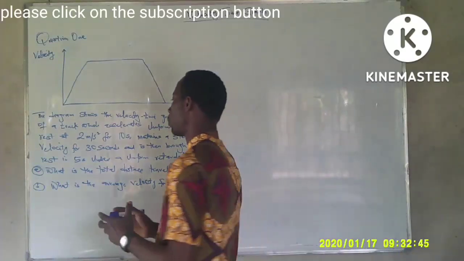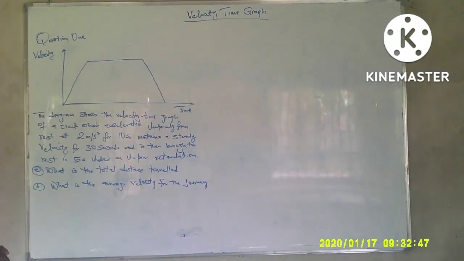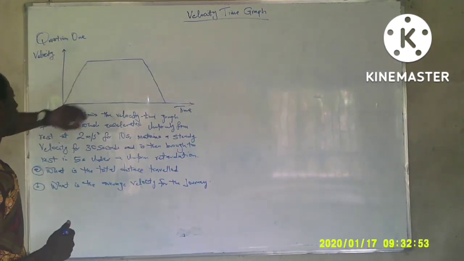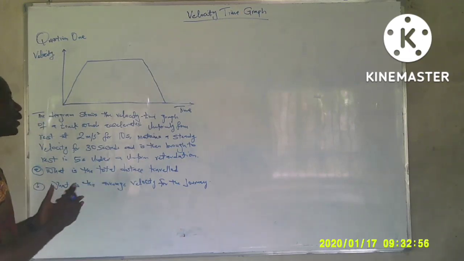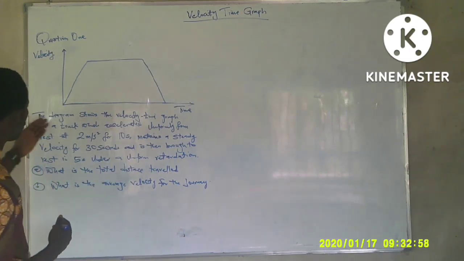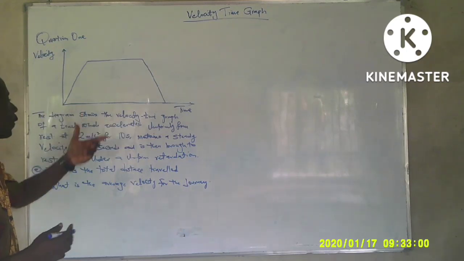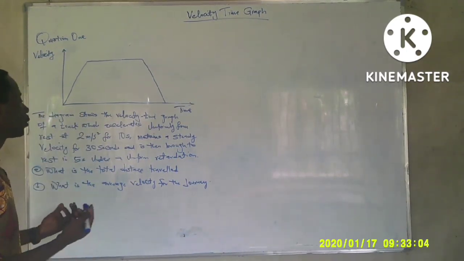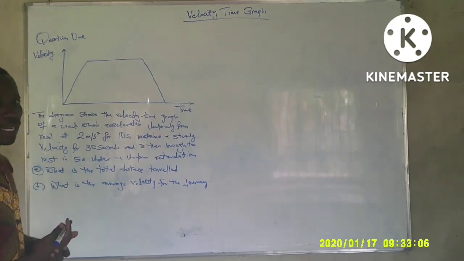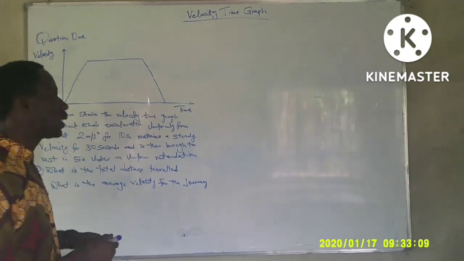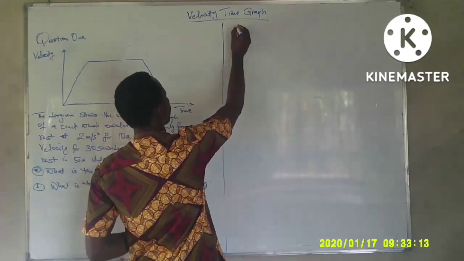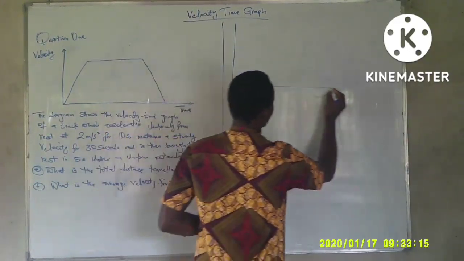Now, here's a question before us. This graph is a velocity time graph, but then it wasn't linear. And the question says the diagram shows the velocity time graph of a truck which accelerates uniformly. So the truck is actually accelerating. So let me reproduce the graph again so that we can understand it properly. The graph looks like this.